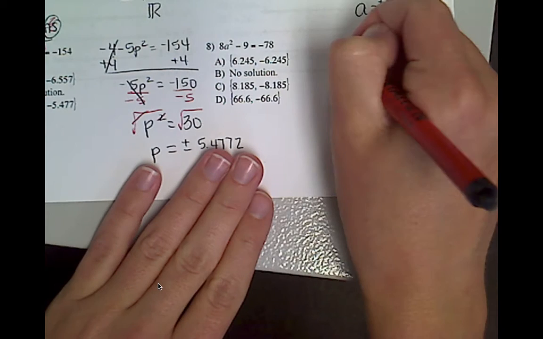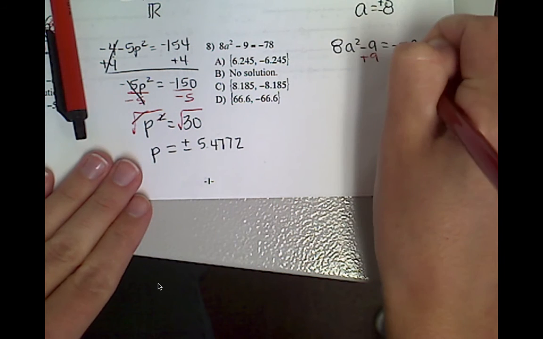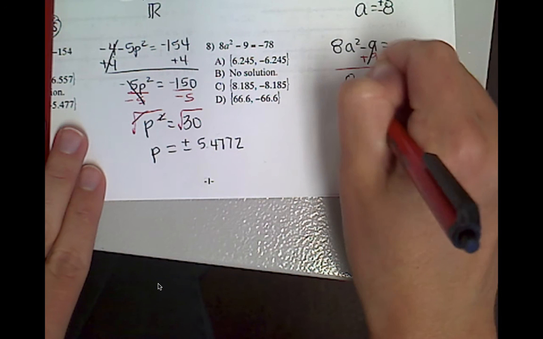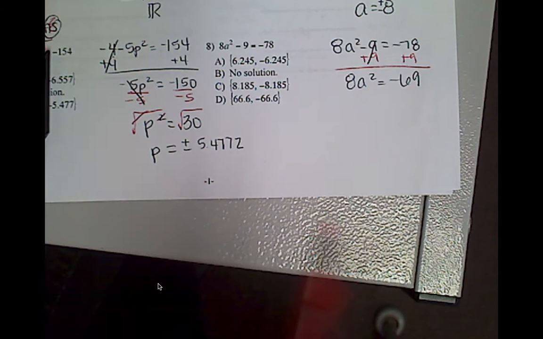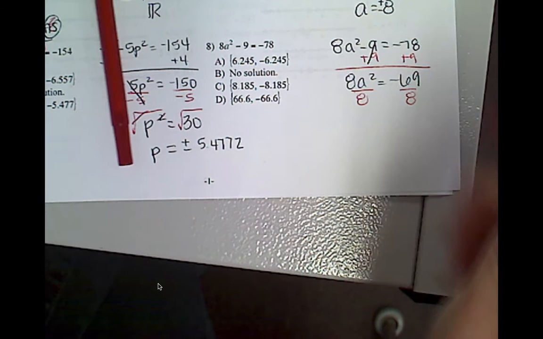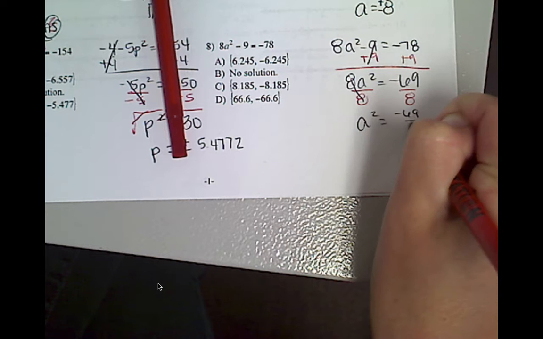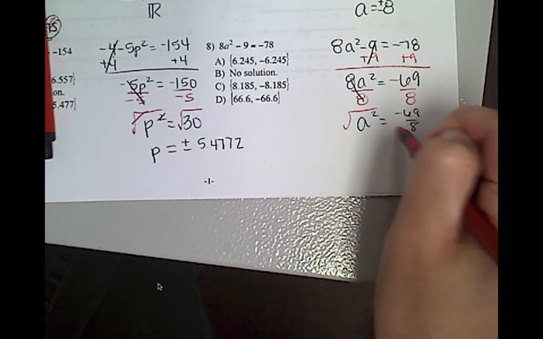Okay, number 8, we got 8a squared minus 9 equals negative 78. Undo PEMDAS, so we're going to add 9 to both sides. This is going to add up to 0 or cancel. You're left with 8a squared equals negative 69. We need to undo that multiplication, so we're going to divide by 8 on both sides. And a squared equals negative 69 over 8. I'm going to take care of the exponent, which is square root both sides.